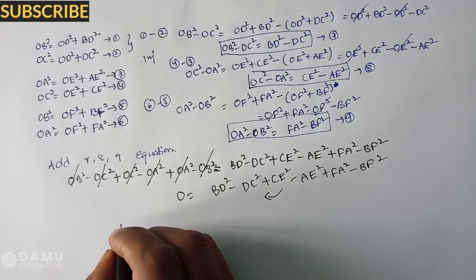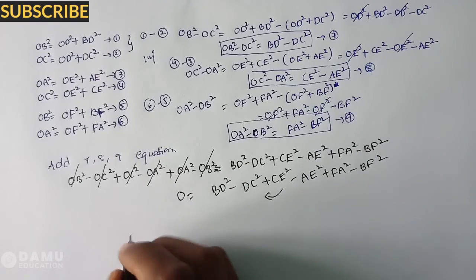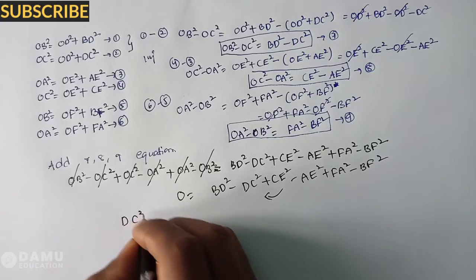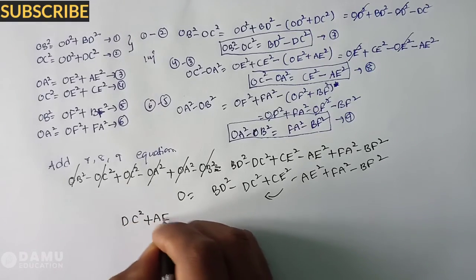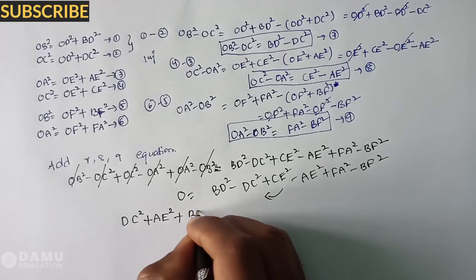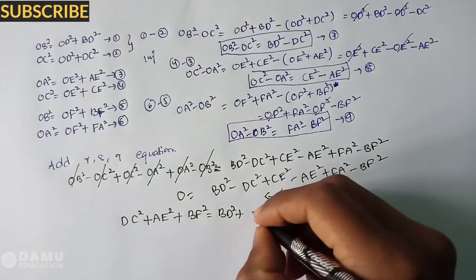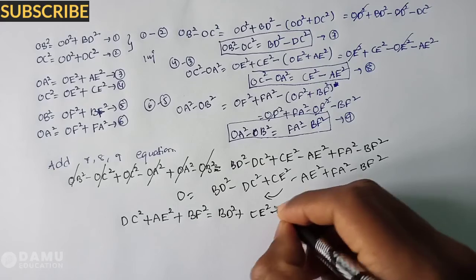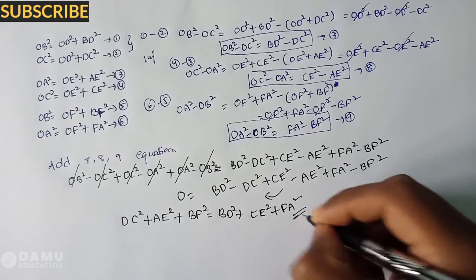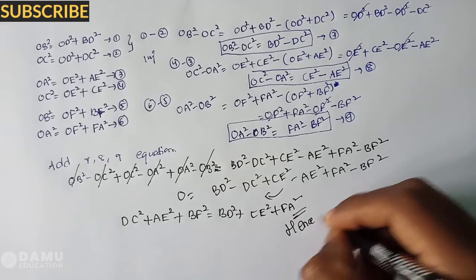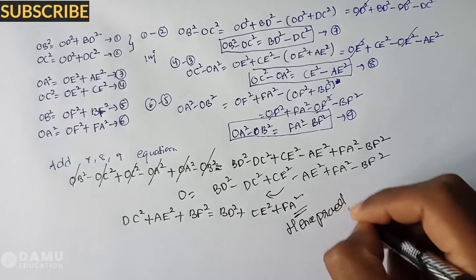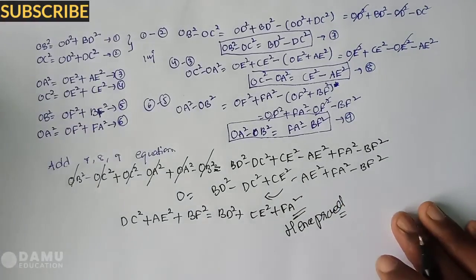What values do we get here? We get DC square plus AE square plus BF square will be equal to BD square plus CE square plus FA square. So hence it is proved. This is the way to explain the values.